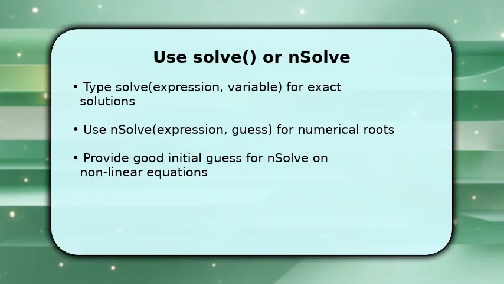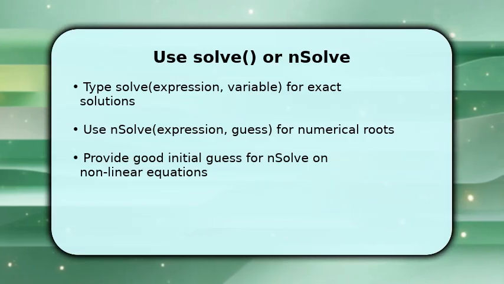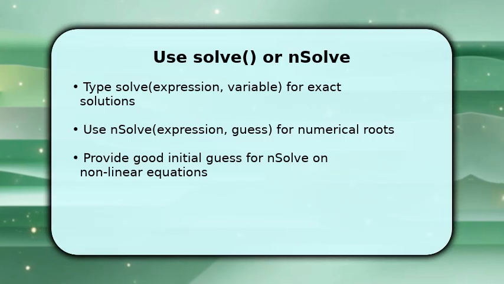Now use solve or nsolve depending on the problem type. Type solve(3*x + 5 = 11, x) to get exact symbolic answers. Once done, press enter and read the result.